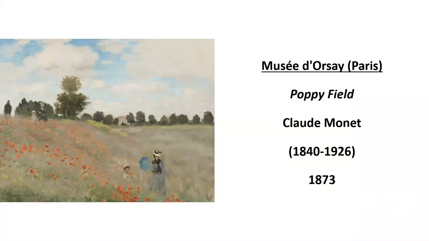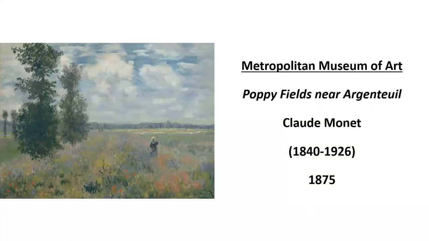The one in Paris is called Poppy Field. Guess what the one on the right was called? Poppy Fields near Argenteuil. Argenteuil is northwest of Paris. Now it's pretty much a suburb of Paris, but when Monet was alive, it was more of a separate small town. Eventually the Parisian sprawl engulfed it.